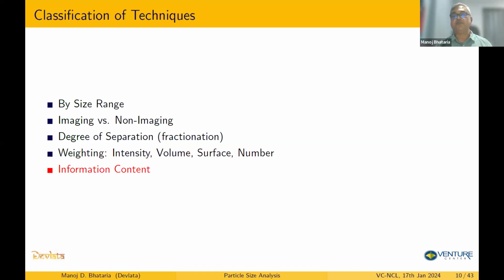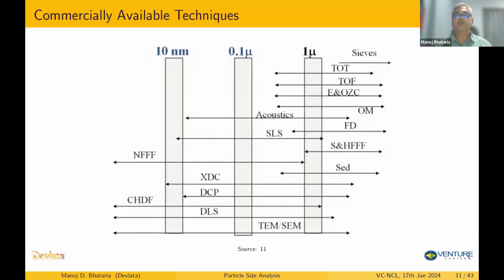And what is the information content? What kind of information other than the basic data can it give? That may be very useful for quality analysis purposes. So these are some of the techniques and their typical size range that exist in the market. At the top, you'll have the sieves. Sieves have a very coarse size, mostly above 1 micron. If you go on the lower side where you're using DLS or say TEM or SEM, you'll be able to measure nanoparticle sizes. Okay. So there's a host of techniques.